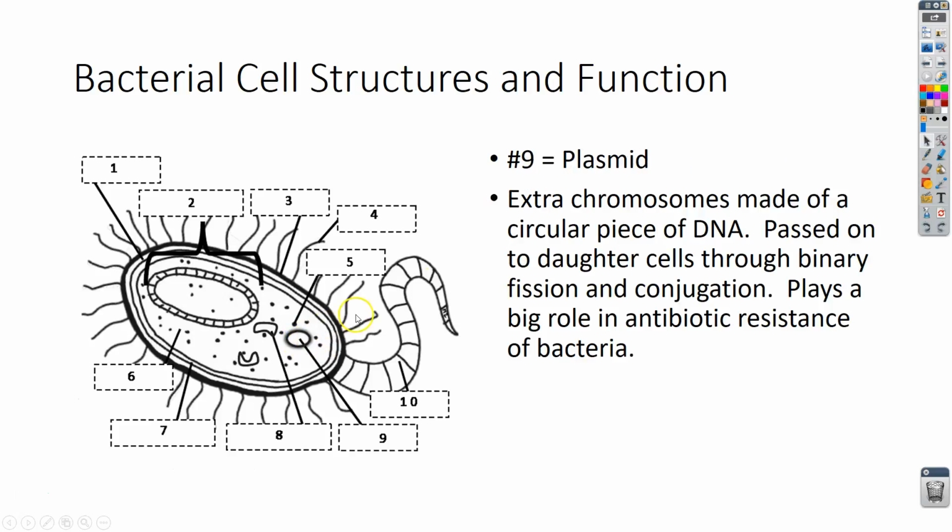Number 9 is interesting. This is what we call plasmid, and this is just extra chromosomes made of a circular piece of DNA. It's passed on to daughter cells through binary fission, where this cell will basically just split in half, and by conjugation, where two bacteria will exchange information. It plays a really big role in antibiotic resistance of bacteria. So when you take antibiotics, and if they don't work real well, it's probably because something is going on that has made that bacteria resistant through the use of the plasmid.